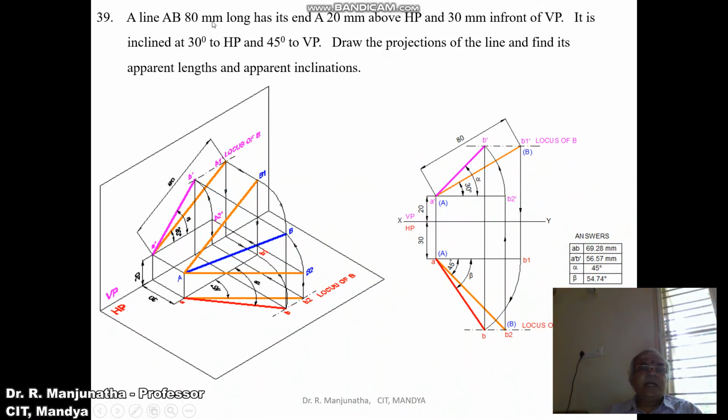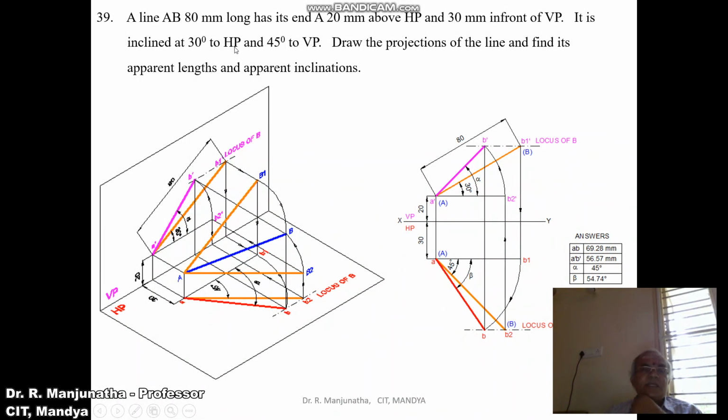A line AB is 80 mm long. So capital AB means the one which is in true length. Always the true length will be specified in capital letters. The meaning of true length is that the line has to be parallel to one of the planes, or it can be parallel to both the planes. It has its end A 20 mm above HP and 30 mm in front of VP. So this we have considered.